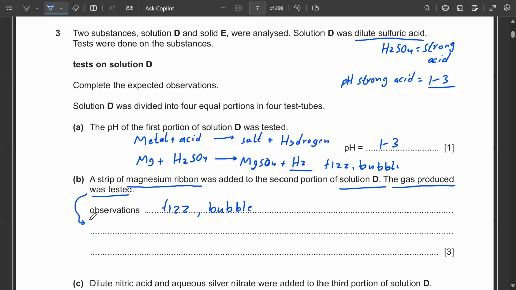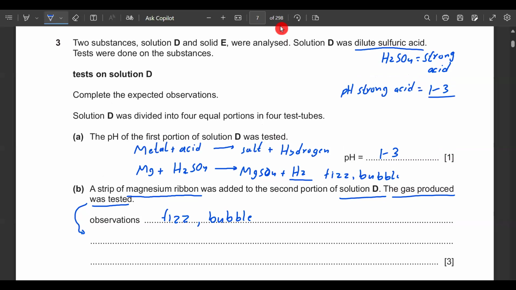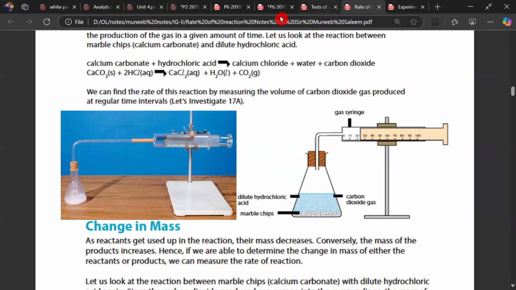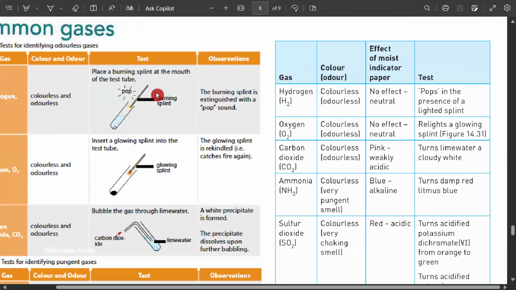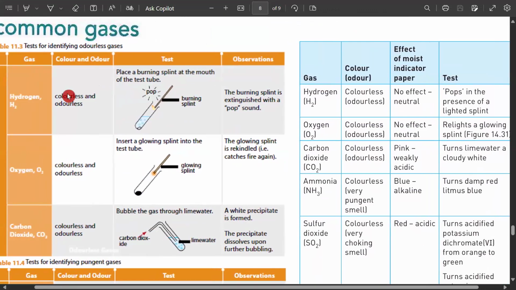So for hydrogen gas, you should know the test for hydrogen gas, and for that purpose, I will take you to the notes of the hydrogen gas. How do we test hydrogen? So from here you can see hydrogen gas is basically tested by placing a burning splint at the mouth of the test tube. A burning splint is used here, or you can also say the word lighted splint.